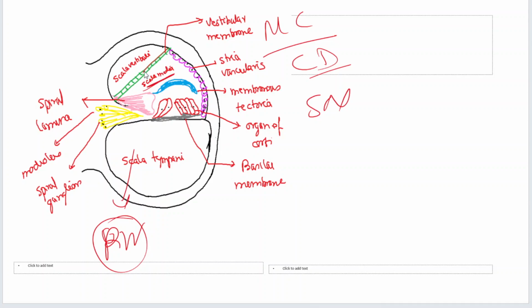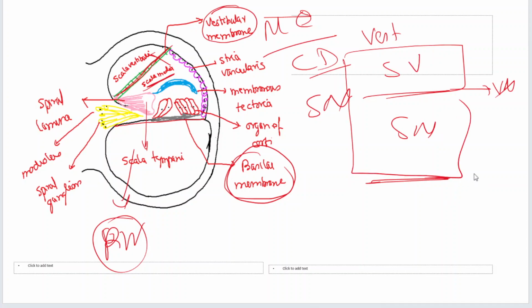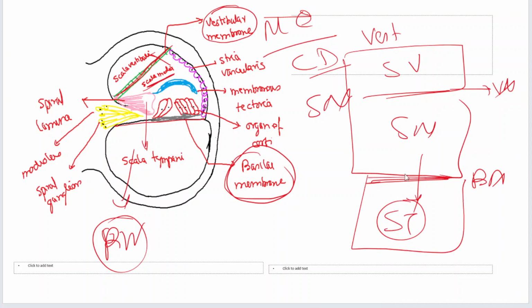The membrane that is separating the scala media from the scala vestibuli, we call the vestibular membrane. The membrane that is separating the scala media from the scala tympani, we call the basilar membrane. So the vestibular membrane separates the scala media from the scala vestibuli, and the basilar membrane separates the scala media from the scala tympani. On the basilar membrane is present the organ of Corti. These are the hair cells. This is the organ of Corti.